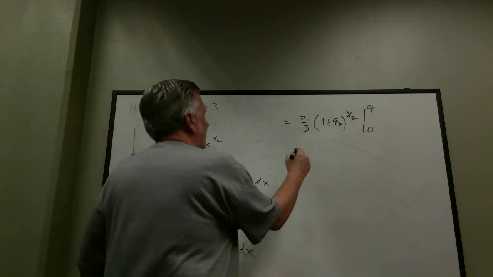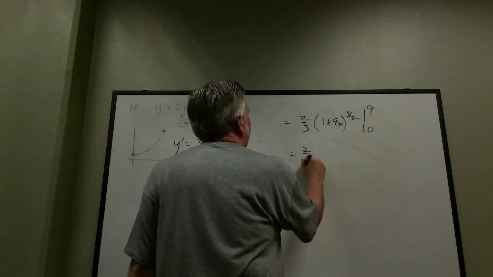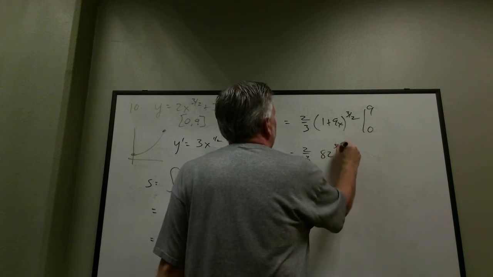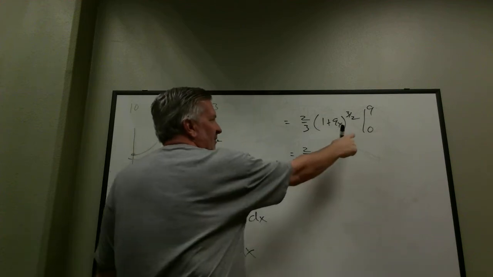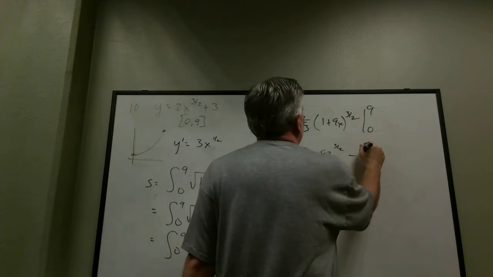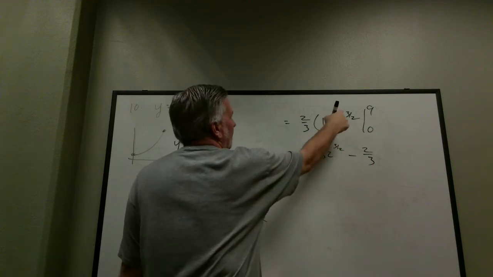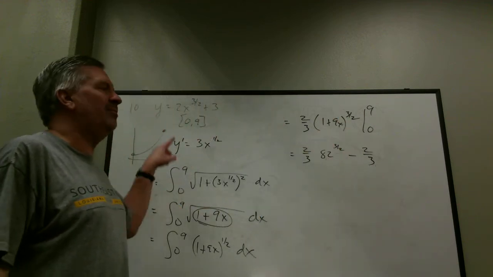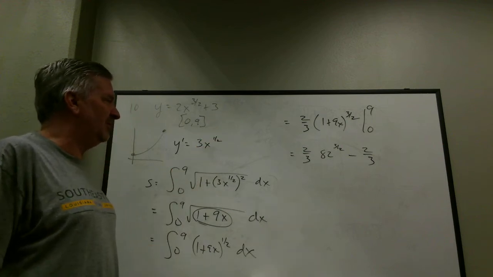And now we just plug in our 9. That's 2/3, 82 to the 3 halves. Now be careful, just because you have a 0 doesn't mean you ignore it. You actually have to plug it in. Minus 2/3, 1 to the 3 halves is 1. Even if 0 is an endpoint, plug it in and make sure you actually get something non-zero.